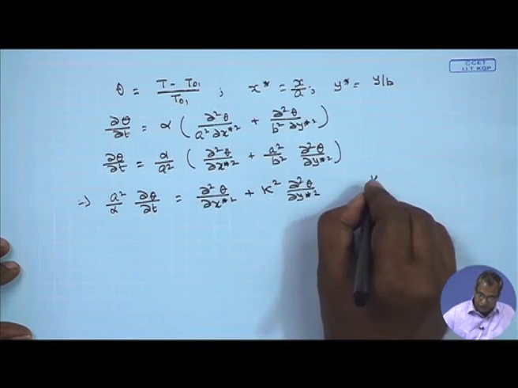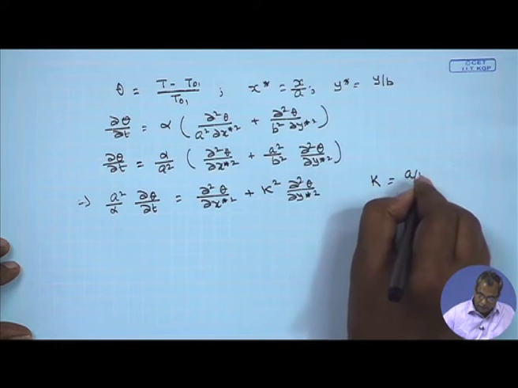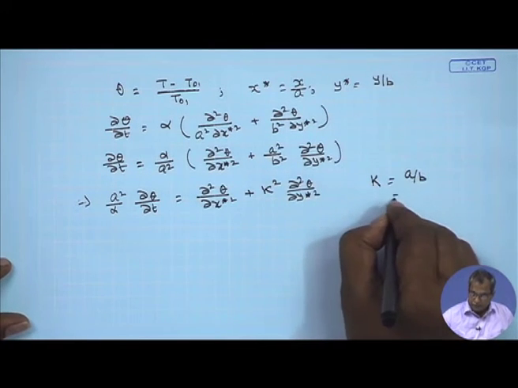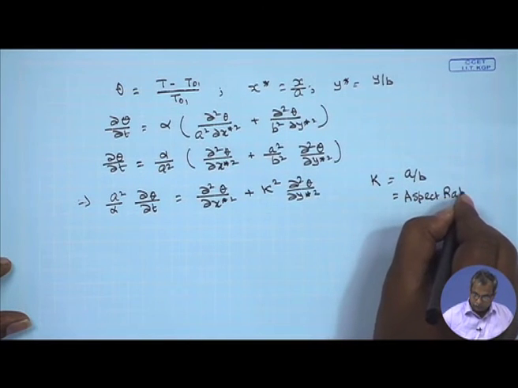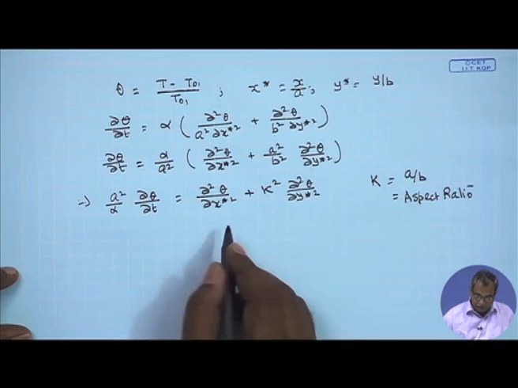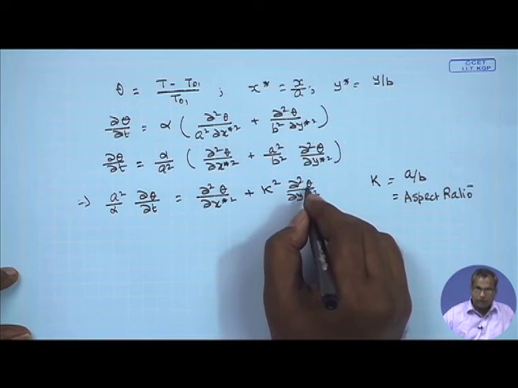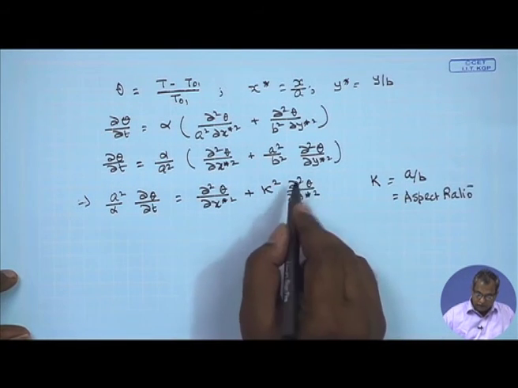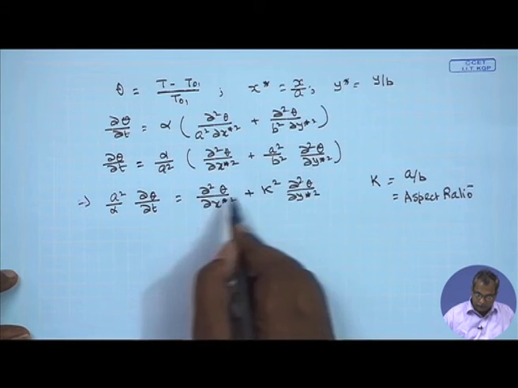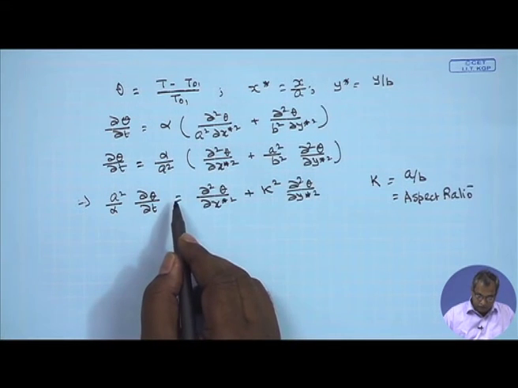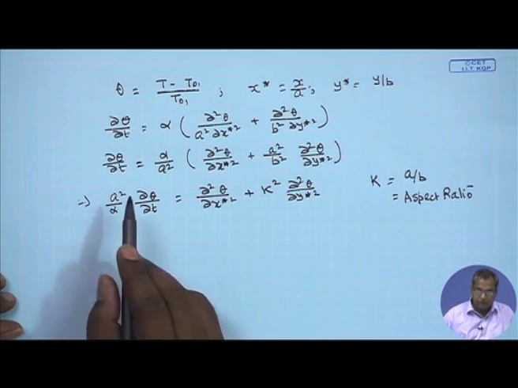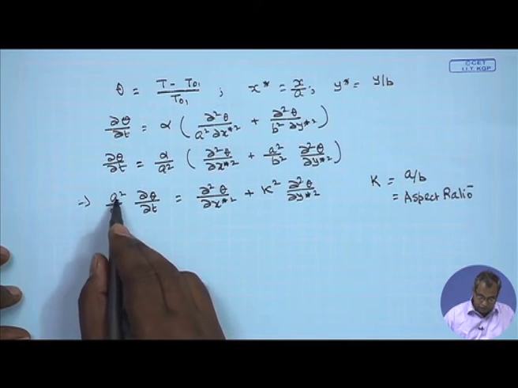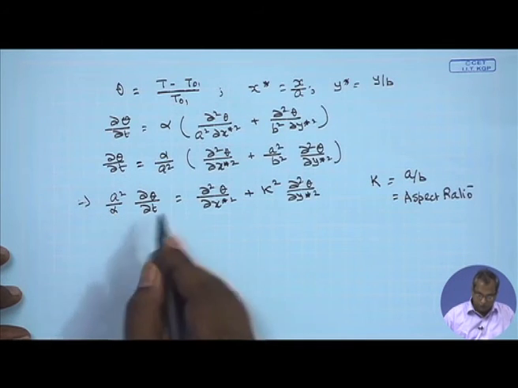Now, what is k square? K is nothing but a by b. This is a non-dimensional aspect ratio. On the right hand side, the first term and the second term are non-dimensional. On the left hand side, theta is non-dimensional. Therefore, t alpha by a square will be non-dimensional. That means a square by alpha will have a unit of time.